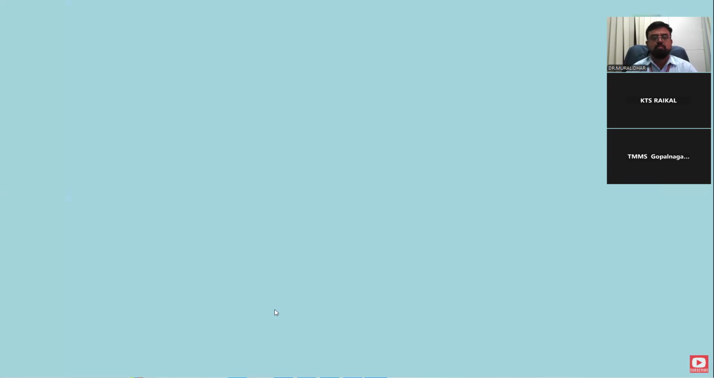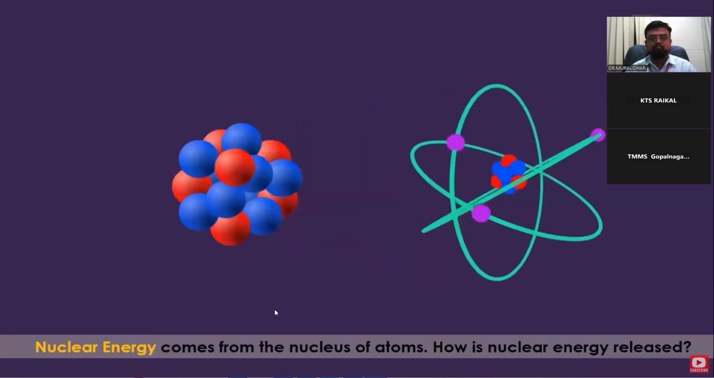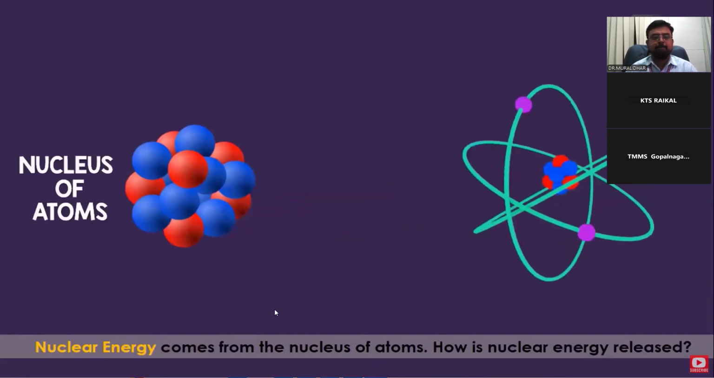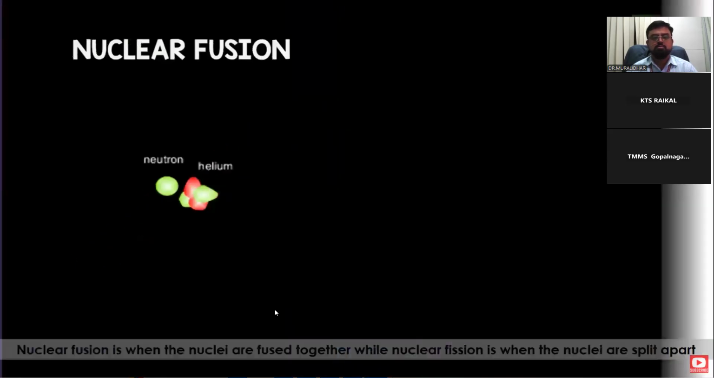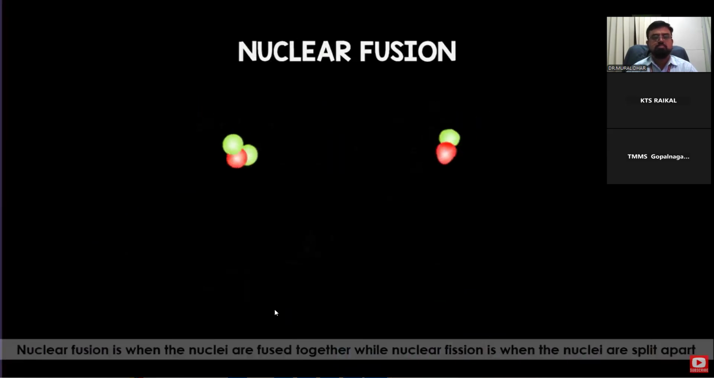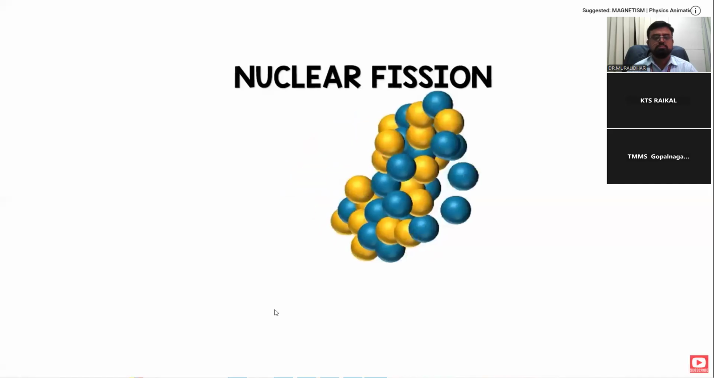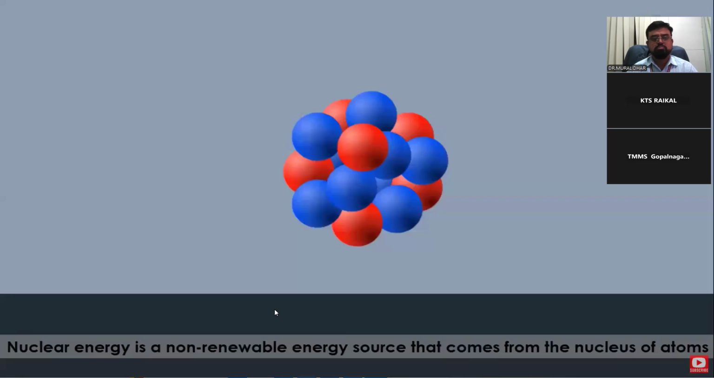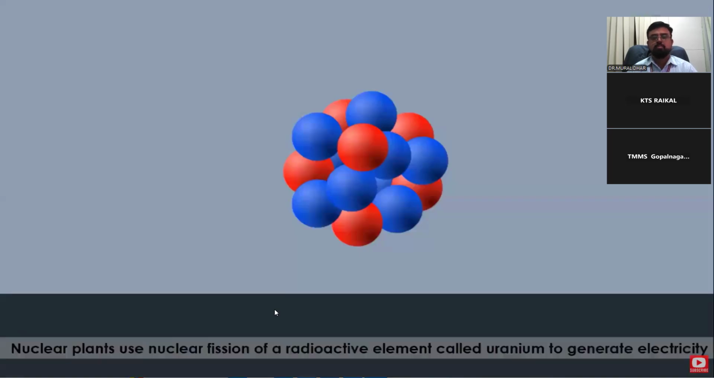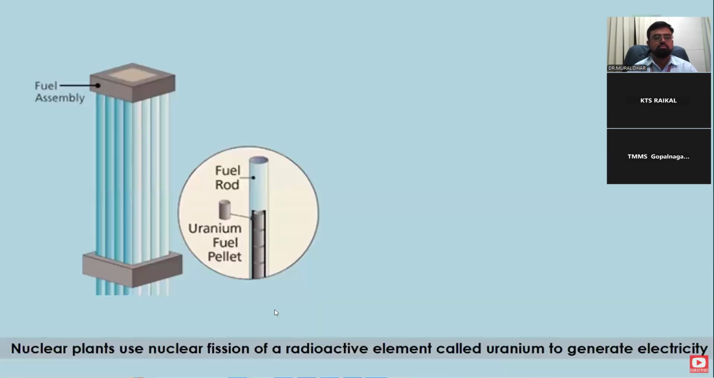The next type of energy is nuclear energy. Nuclear energy comes from the nucleus of atoms. How is nuclear energy released? It is released by nuclear fusion or nuclear fission. Nuclear fusion is when the nuclei are fused together, while nuclear fission is when the nuclei are split apart. Nuclear energy is a non-renewable energy source that comes from the nucleus of atoms. Nuclear plants use nuclear fission of a radioactive element called uranium to generate electricity.